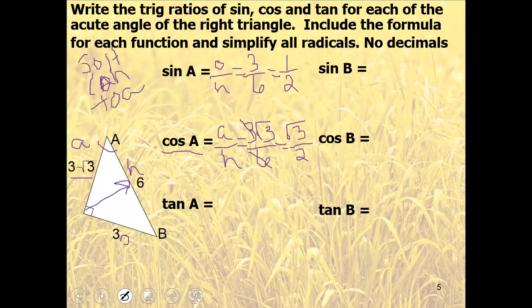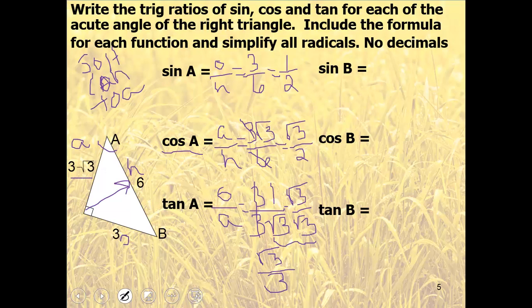Now the tangent of A is going to be the side opposite over the adjacent, and that is going to be 3 over 3 square roots of 3. Now here I'm going to have to do something. These cancel, and I end up with 1 over the square root of 3, and all I have to do is multiply top and bottom by the square root of 3. That's it. This goes to 3, so I end up with square root of 3 over 3.